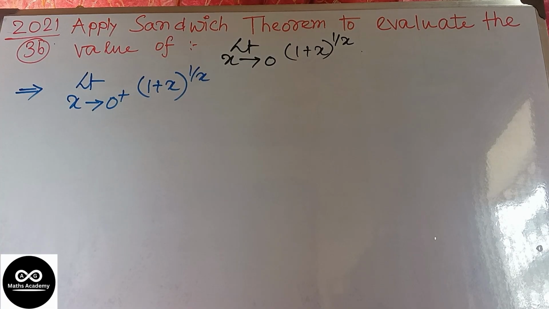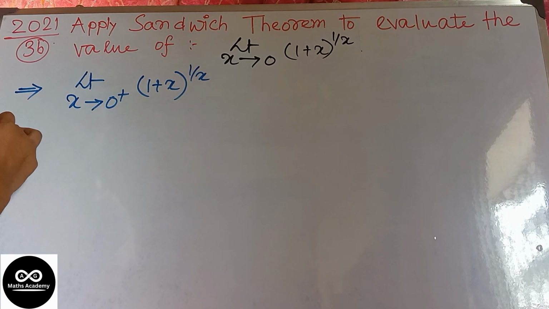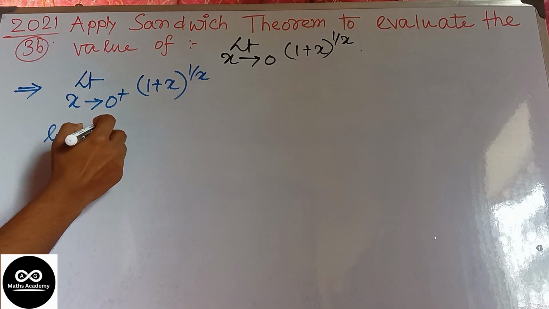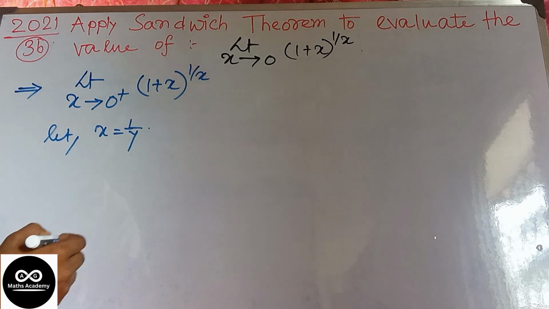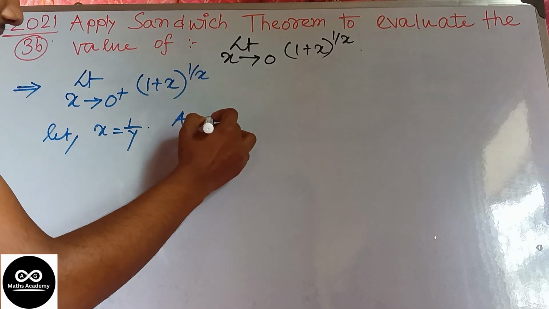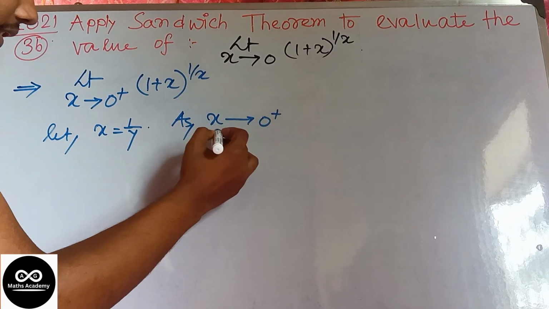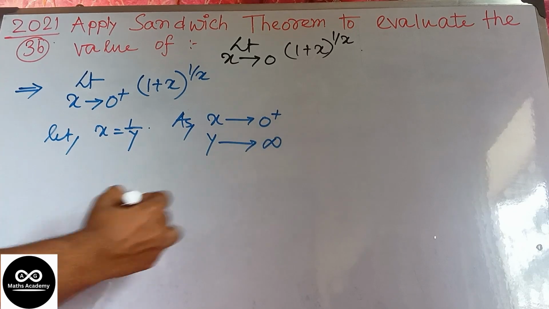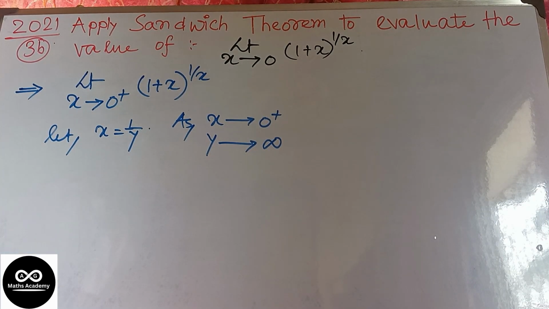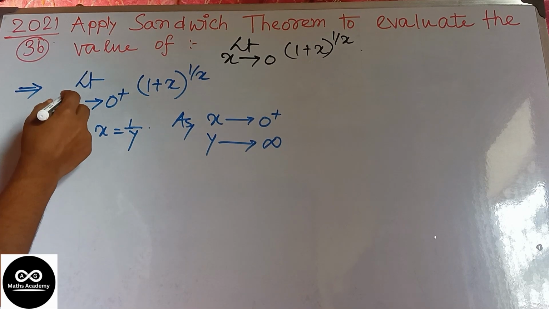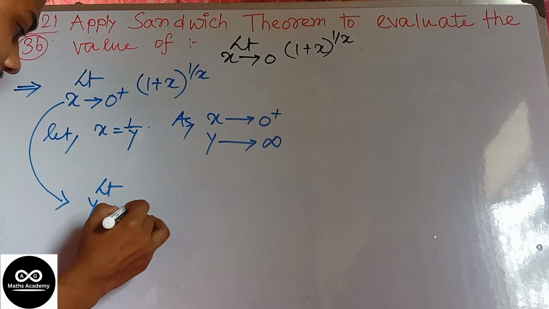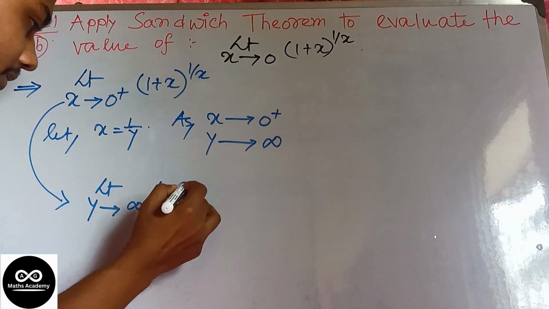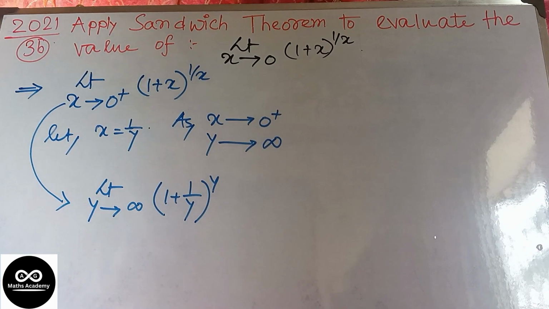So for the right hand limit, first I let x equal 1 by y. As x tends to 0 plus, y tends to positive infinity. So from here this limit equals the limit as y tends to infinity of (1 plus 1 by y) to the power y.